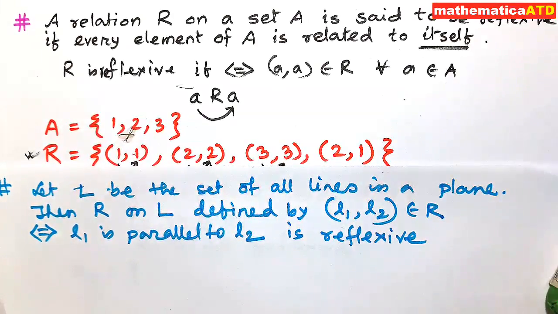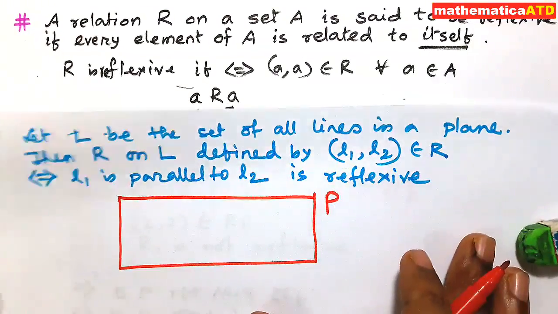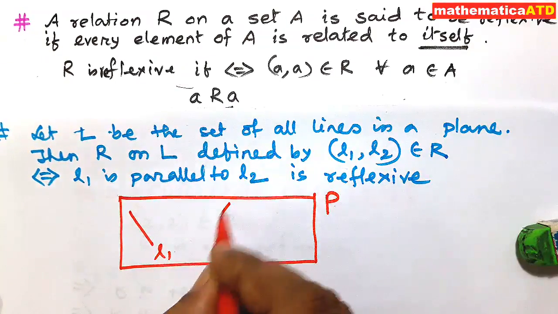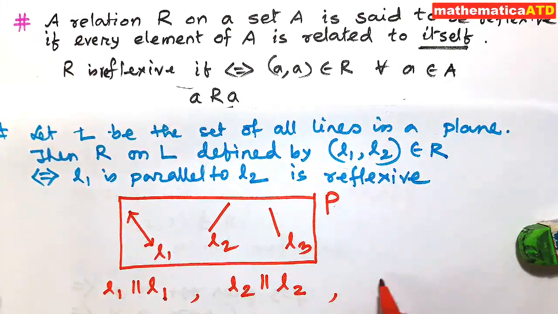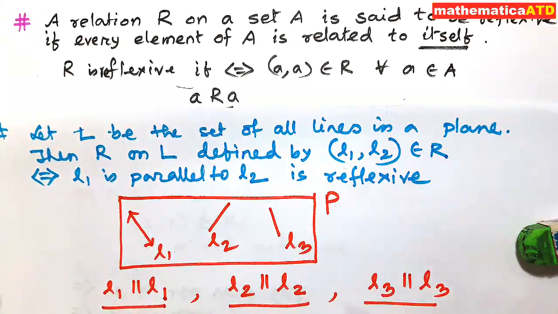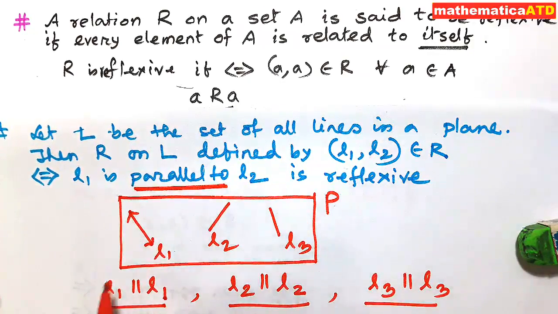We consider a plane, say this is the plane P. In this plane there are several lines. So this is L1, this one is L2 say, this one is L3 say, like this. If we take only this line L1, we can say that L1 is parallel to L1. We can say L2 is parallel to L2. Even we can say L3 is parallel to L3, because we know that each and every line is parallel to itself. So the relation parallel to is a reflexive relation under this set of lines.